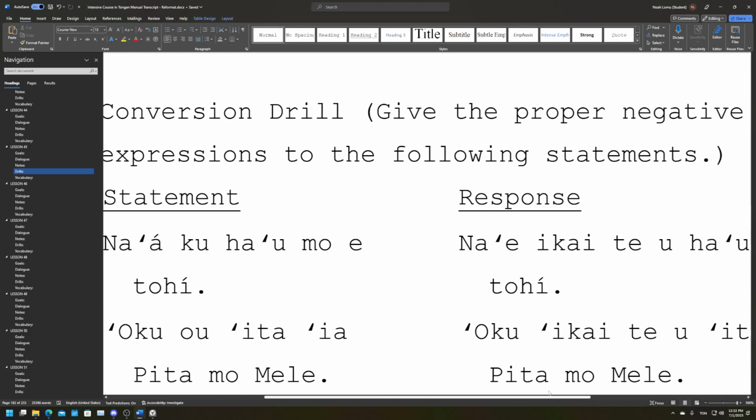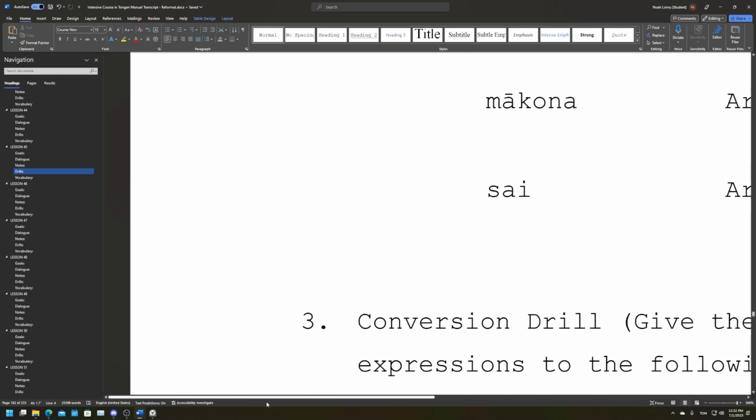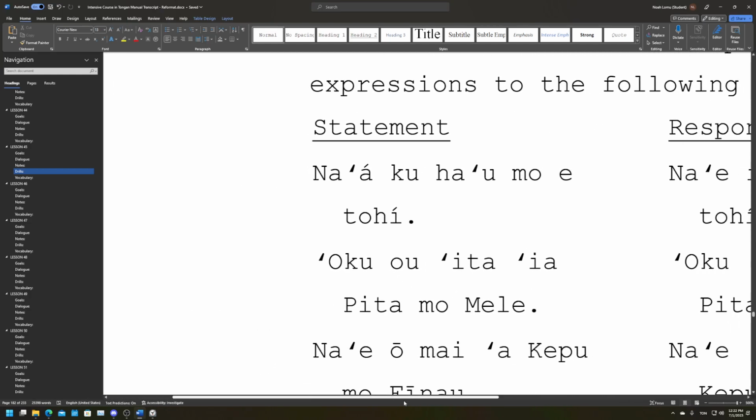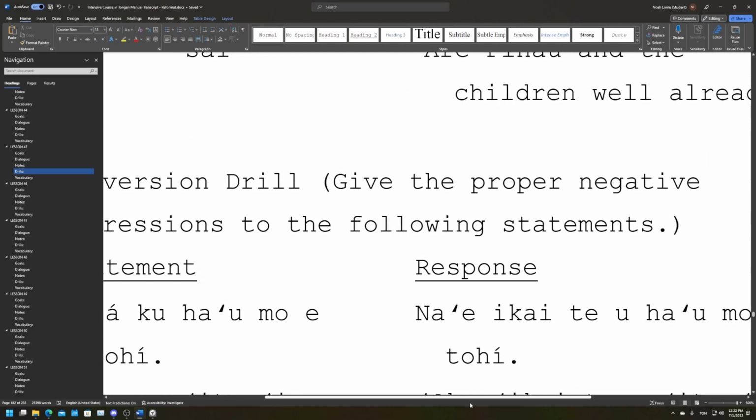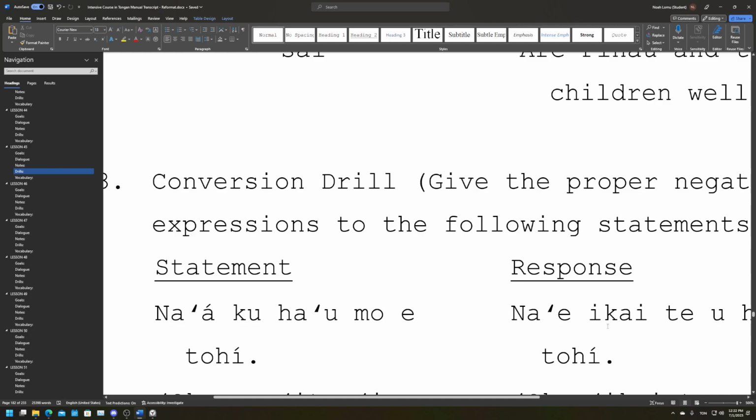So here we have a conversion drill. We're going to be looking at positive sentences and converting them into negative sentences. So let's look at the first one together, and then we'll have you figure out the rest. The first one is "Nako ha'u moe tohi."